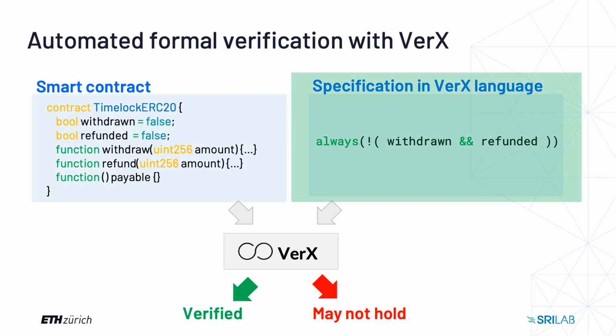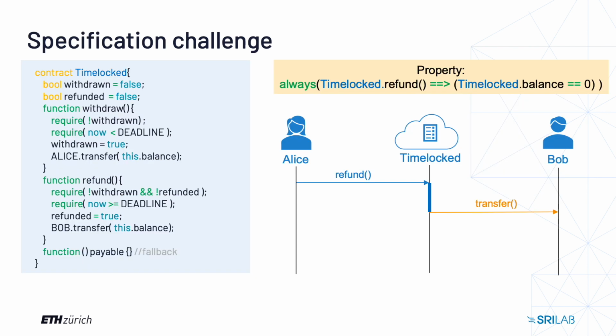After we saw how VerX works, let's look in detail at what challenges we solved. One of the challenges was the specification challenge, which we will speak about now. On the left, we see the same time locked contract we saw earlier. On the right, we have a property. This can be expressed as: the balance of the contract should be 0 after the refund. In case Alice calls the refund function of the time locked contract and the requirements are met, the whole balance of the time locked contract will be transferred to Bob, and the balance of time locked will be 0.